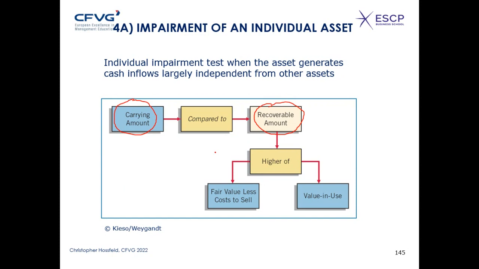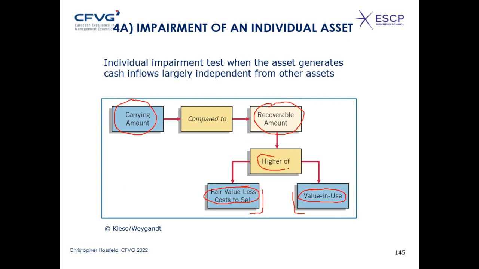How can I make money with my asset? Well, there are two possibilities. Either I could sell my asset, and in this case I would get the fair value, so the market value of my asset minus the cost to sell. Or I can use the asset myself. When I use the asset myself, I produce products with it and I can sell the products on the market. Therefore, my use of the asset generates cash inflows from selling those products.